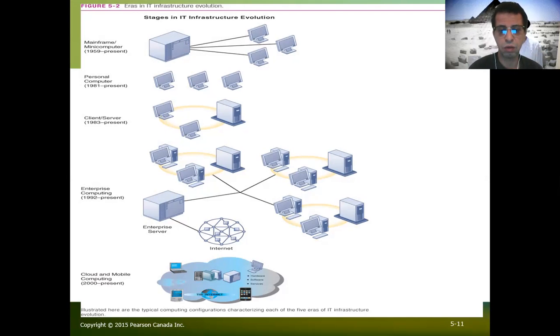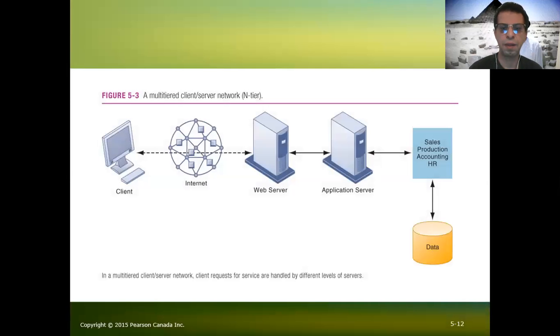Eventually, it started with enterprise computing, where some still use the mainframe, some use servers, and some use a combination of them, all connected to the internet. And eventually what we had is called cloud computing and mobile computing, where the hardware could be somewhere, the software somewhere else, and all connected via the internet. So these are the stages of infrastructure's evolution.